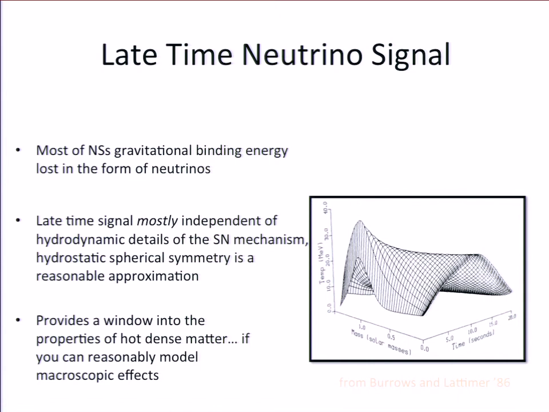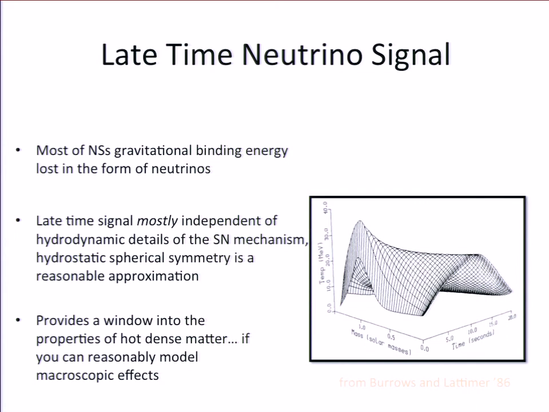The other exciting thing about this late-time neutrino signal is that it's basically going to be probing matter at and above nuclear density. It's hot, but it's not really hot like you get in some laboratory experiments. It's of order MeV. So if you see a neutrino signal from a core collapse supernova, you might be able to learn something about the properties of dense matter in an environment that you really probably can't probe easily in a laboratory.